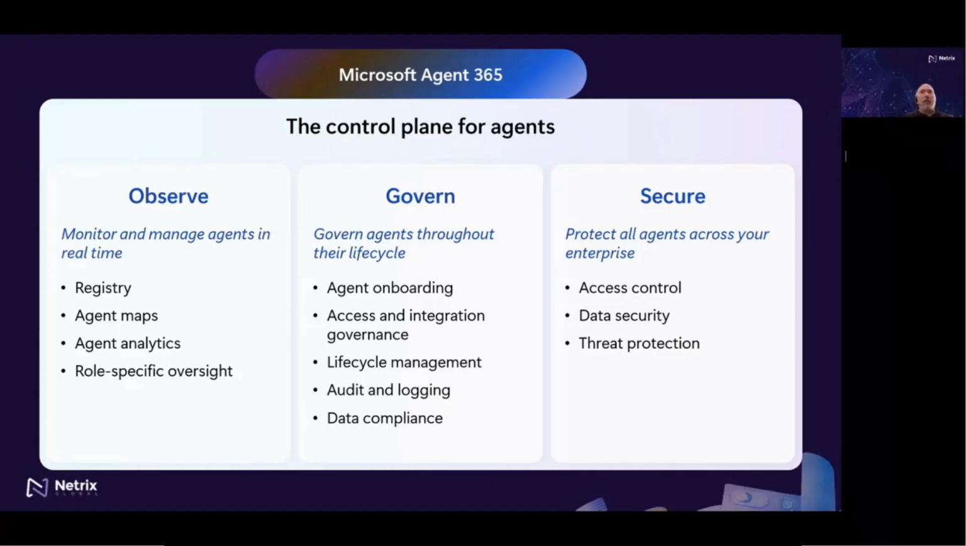So this is going to help you observe, govern, and secure. The observe side of things is to gain visibility, see the agents in the environment, understand how they're used, and act quickly on performance or behavior or risk signals before they impact the business. You'll see all of these in the reporting that's in there.